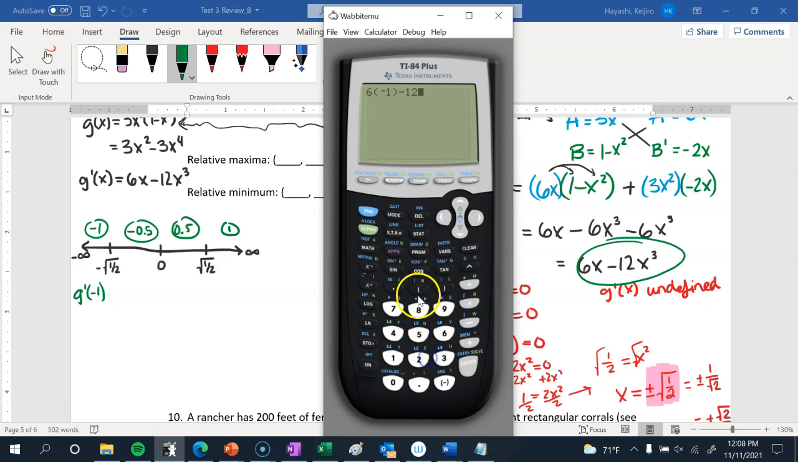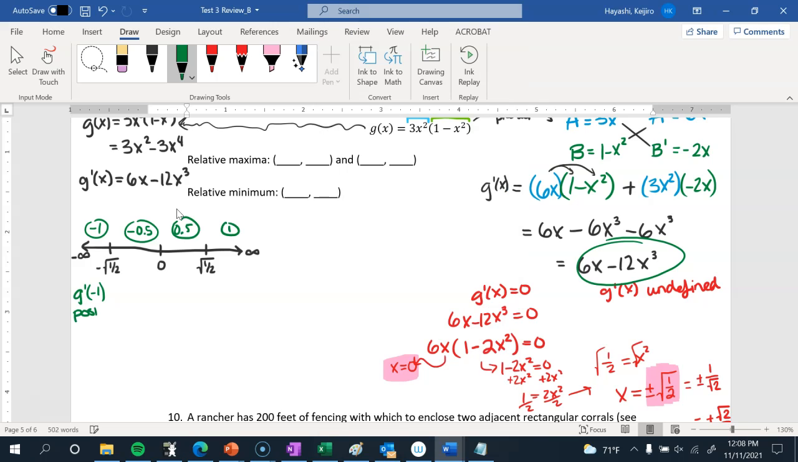It's 12 times x, where x is negative 1, cubed. So plugging in negative 1 into g prime gives a positive 6. Now you're not so concerned with the fact that it's 6, you're concerned with the fact that it's positive. And we're talking about the first derivative, so that's going to tell us that the original function is increasing.